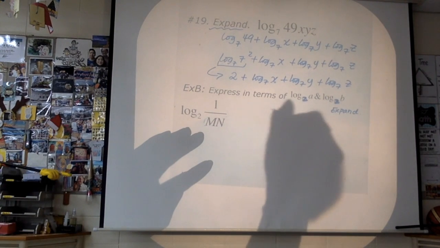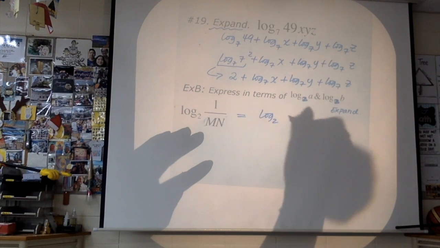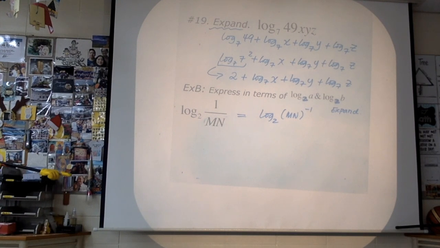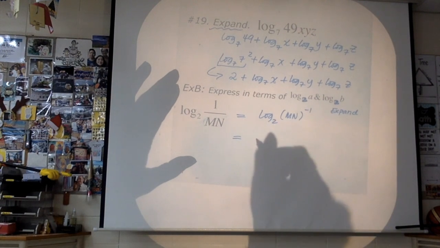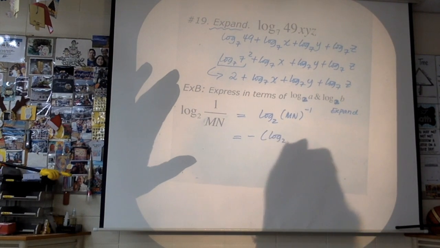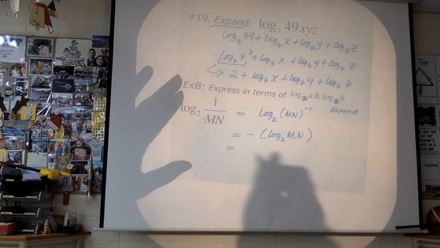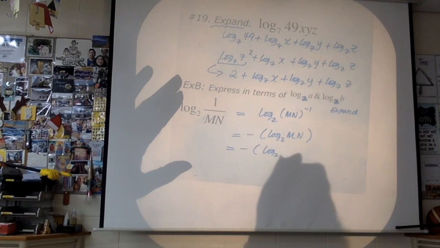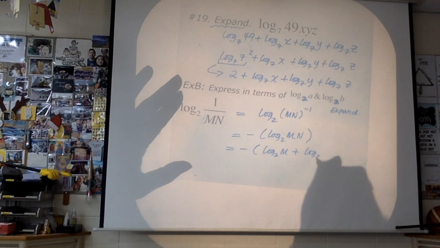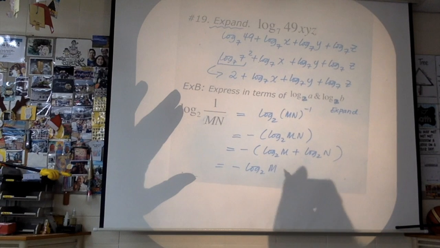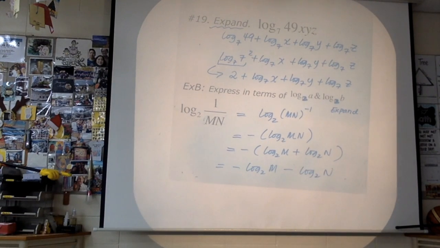Let's expand this guy. Isn't this really log base 2 of mn to the negative 1 power? Okay? And try finishing now. Stop the video, okay? And I'm going to use the power rule first. It's negative log base 2 of mn. Okay? I'll just write it like this for now, okay? But isn't this the product rule? So it's negative log base 2 of m plus log base 2 of n, okay? And distribute the negative, and then you're done. And there's your solution, okay?